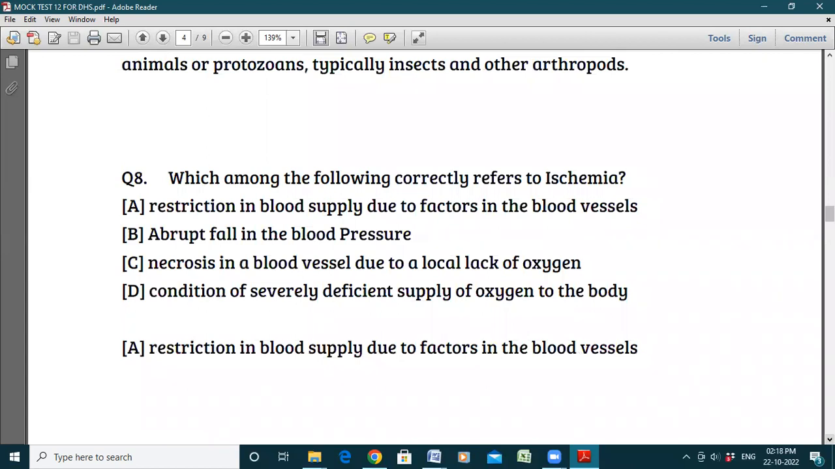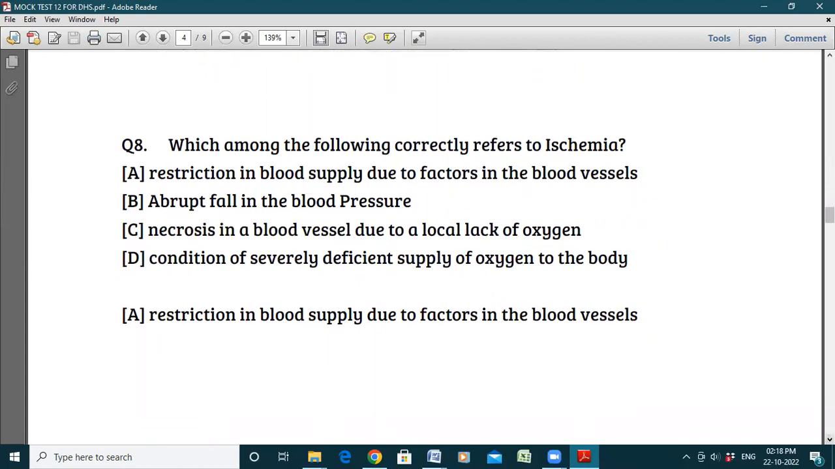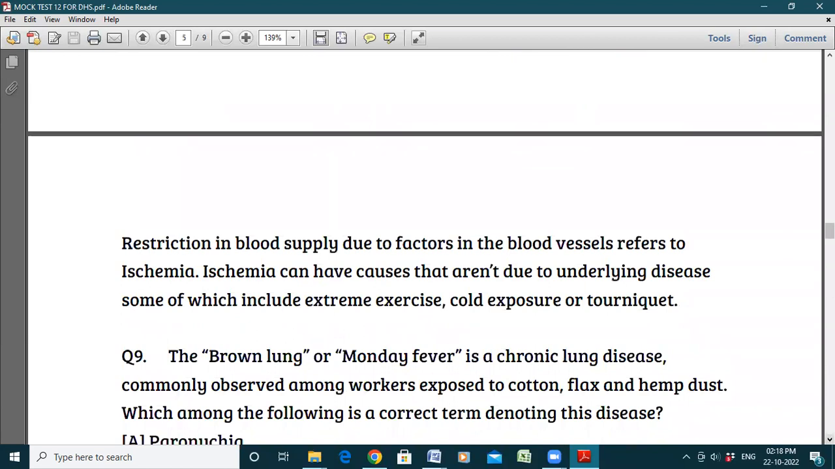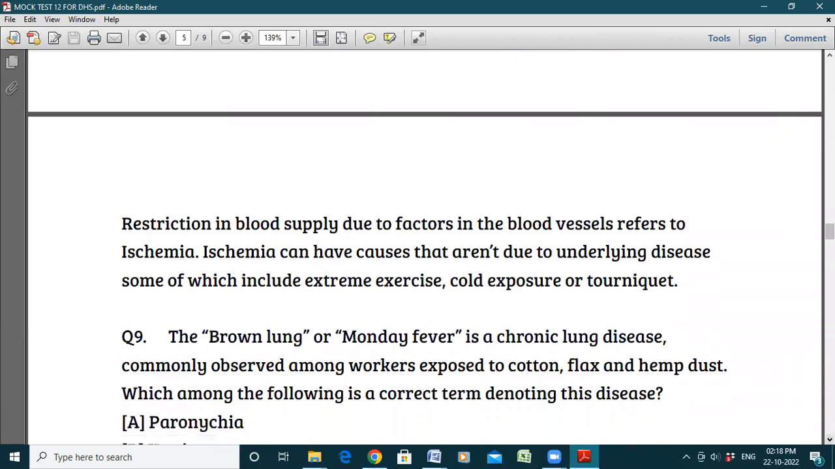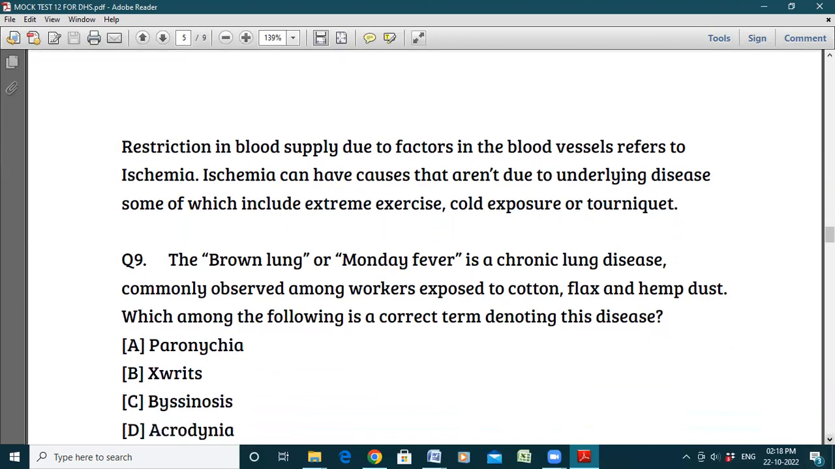So ischemia means restriction in blood supply due to factors in the blood vessels. Ischemia can have causes that are not due to underlying disease, some of which include extreme exercise, cold exposure, corticoid. Extreme exercise or very cold places can also cause ischemia, where there is no blood supply in the blood vessel. Only blood supply is lost, hence we call it ischemia.